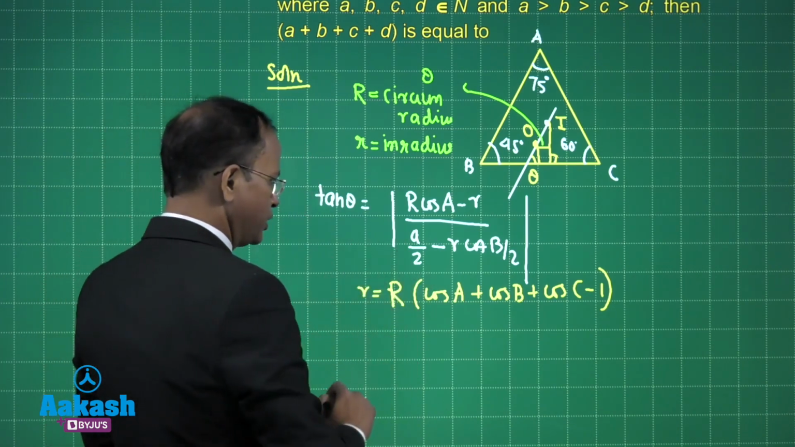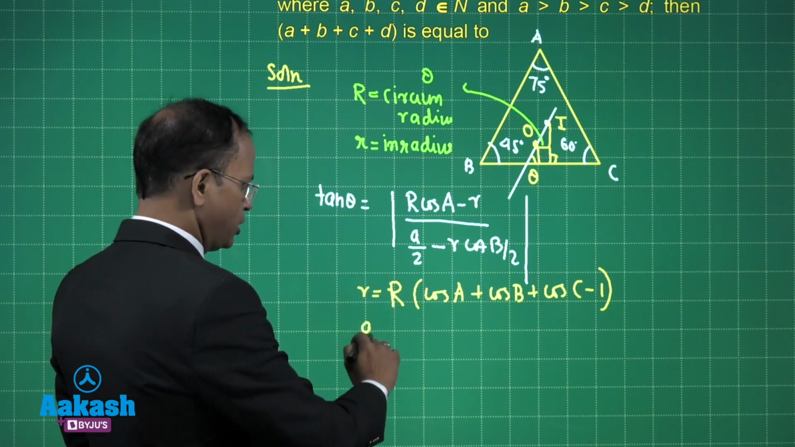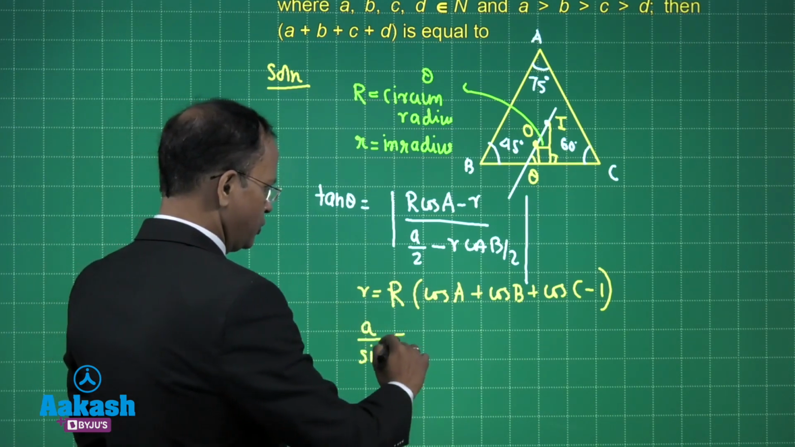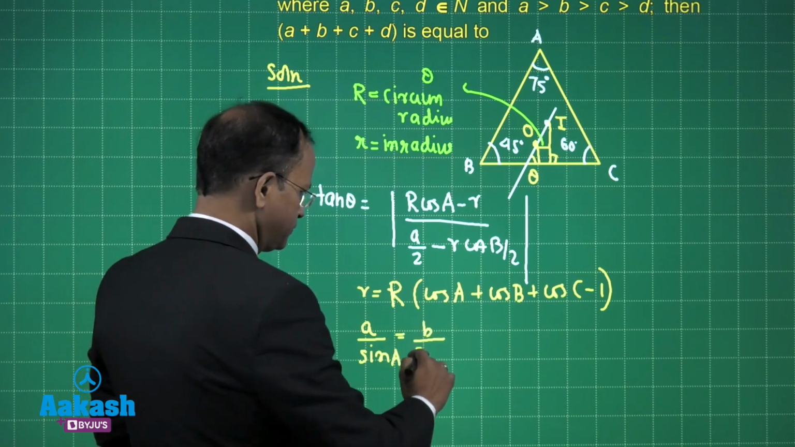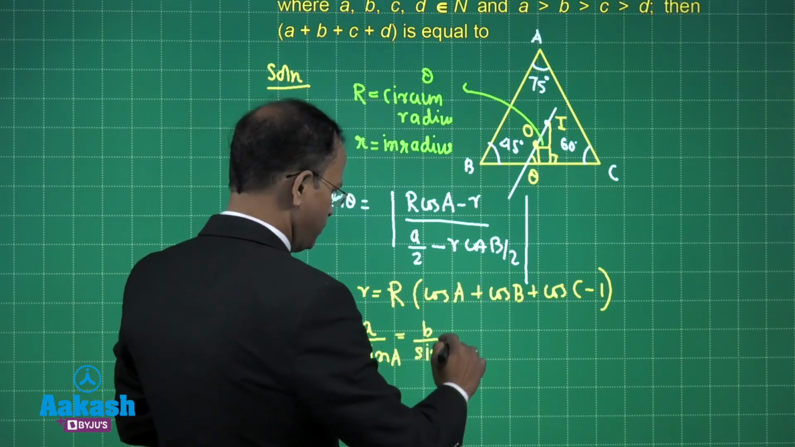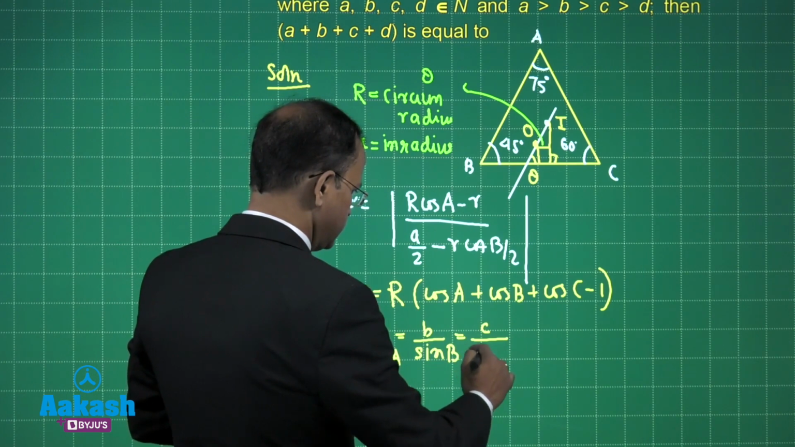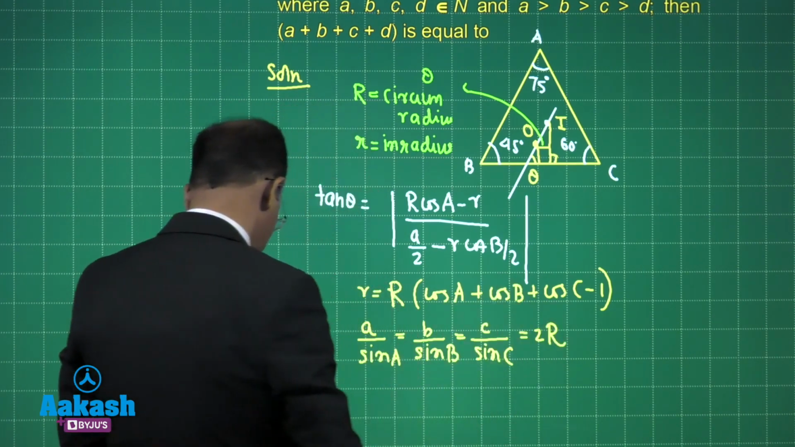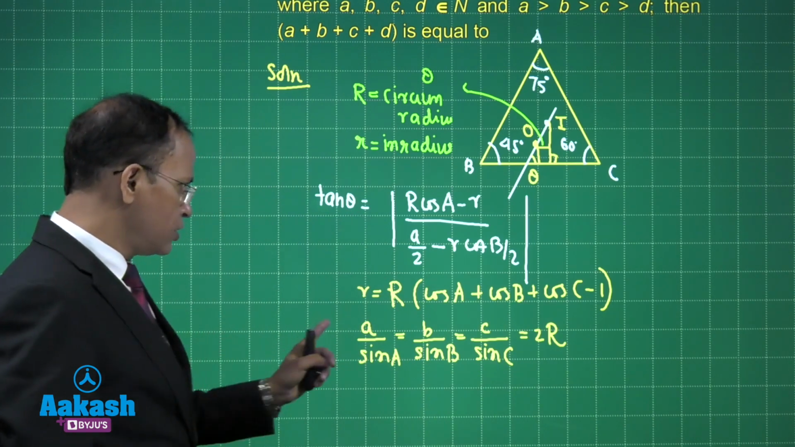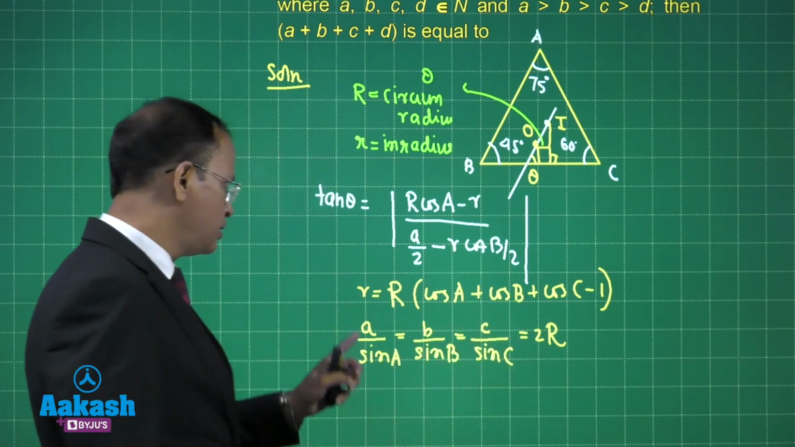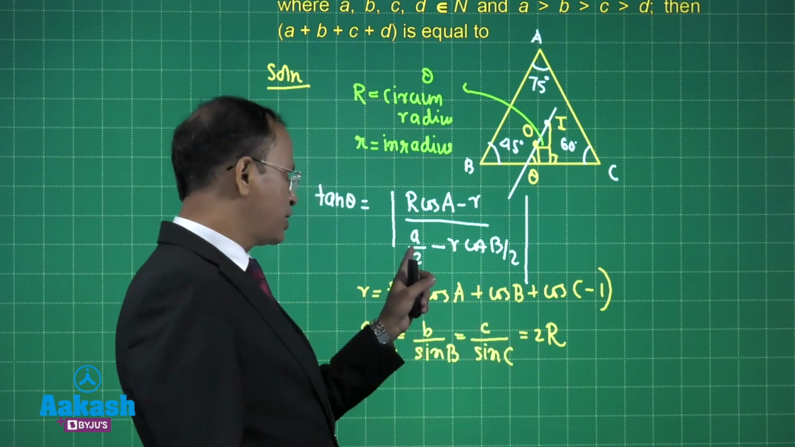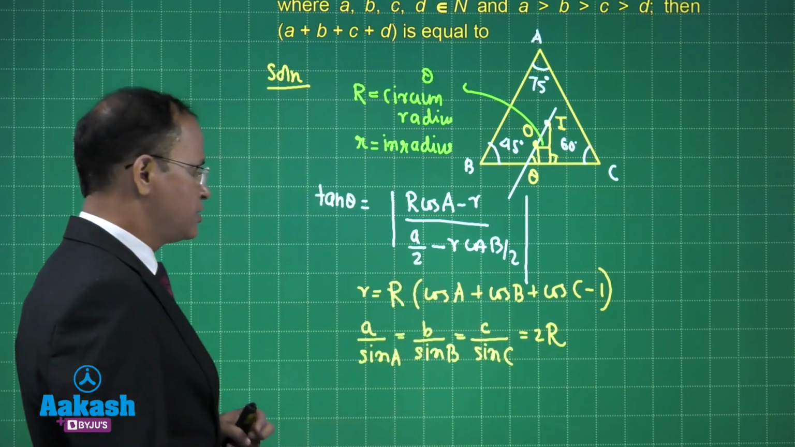A upon 2. There is one more relation, that is a upon sin A is equal to b upon sin B, then we have c upon sin C, and this is going to be twice of R, fine. This is what we have. So, from here we can take, A by 2 is nothing but R sin A. A by 2 can be written as R sin A. Can you see that? This is what we have.